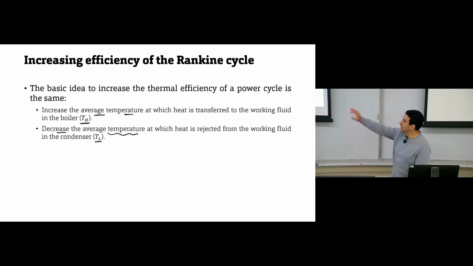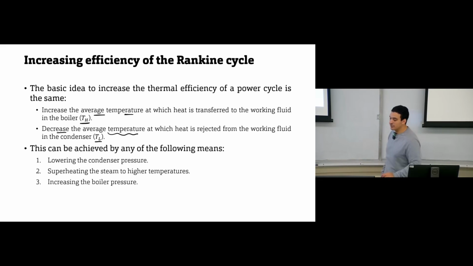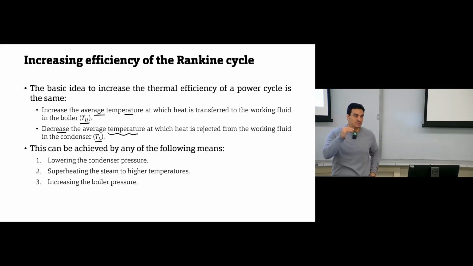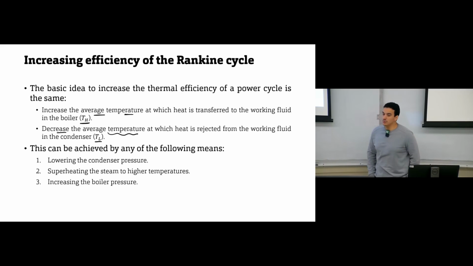We can increase TH or decrease TL by any of these three methods. If you lower the condenser pressure, so if the condenser operates at 15 kilopascal, make it operate at 10 kilopascal. This will increase the efficiency. If you superheat the steam to a higher temperature at the outlet of the boiler, if it's 300 degrees Celsius, and you make it 400, 500, 600, this will increase the efficiency of the cycle. If you increase the pressure at which the boiler is operating, then you can increase the efficiency.